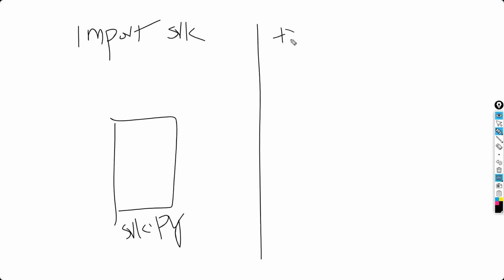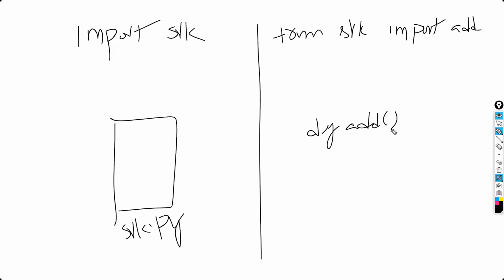Now, if you do from srk import add, only the add function will be in your RAM. Only that part will be imported. Sub, mul, division, variable names, nothing else is imported. Only your function is imported in the RAM. Now, out of these two, which will take more RAM space? This one or this one? Case 1 is going to take more space in RAM.